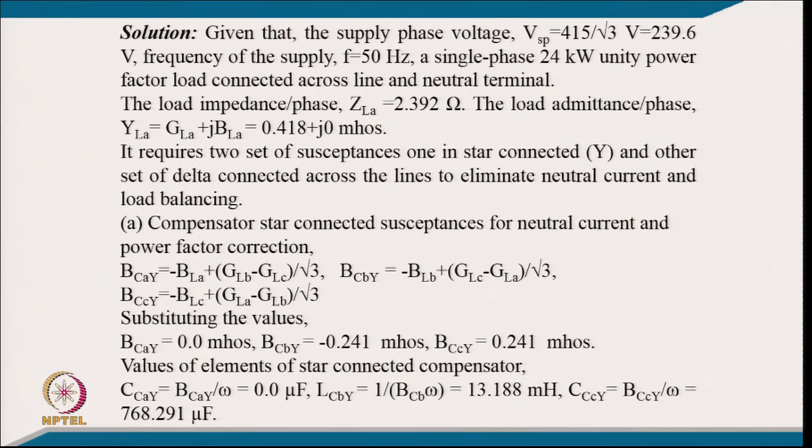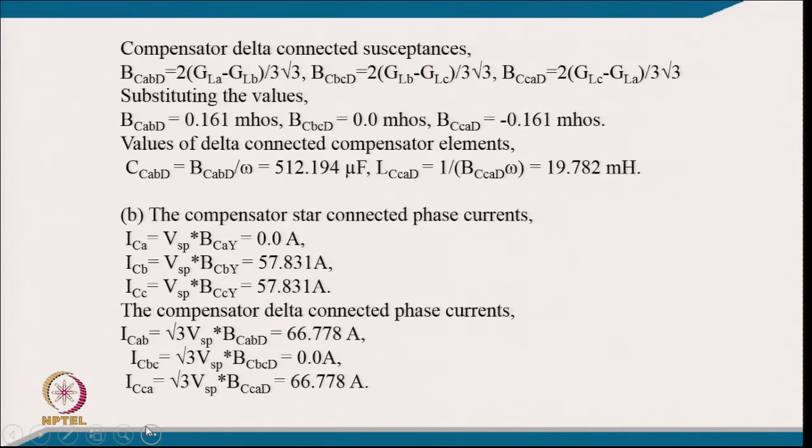So, it requires two sets of susceptances, one star connected and another delta connected, across the lines to eliminate the neutral current, and the compensator star connected susceptance for neutral current and power factor correction. From this derived relation we can get the values, and here for A phase it comes 0 because it is a resistive load, so there is no need of any compensator element. Across BC it comes 0.241 ohm, and for CA it comes 0.241 ohm, and the value of the star connected compensator elements comes from this: 0 microfarad, obviously, for A phase, for B phase an inductance of 13.18 millihenry, and the capacitance across C to ground, that is neutral, will be 768.291 microfarad.